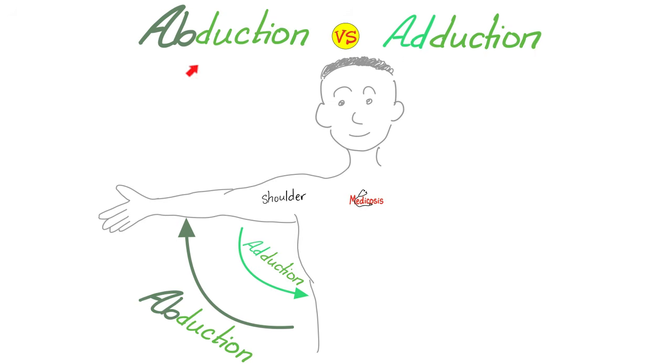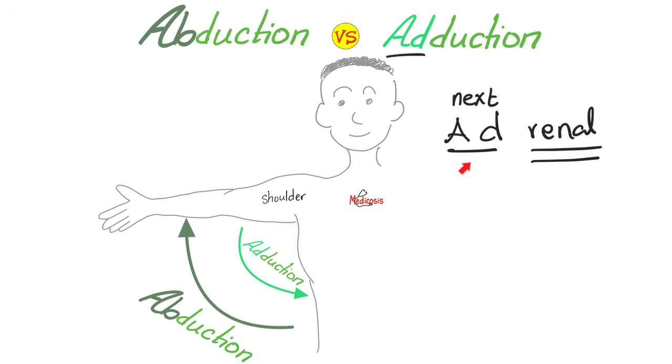Next, adduction versus abduction. Adduction means close to. So when you're getting your arm closer to your trunk, this is adduction. But abduction is going away from. For the pros, have you ever heard of the adrenal gland? Why do you call it adrenal? Because it's next to the kidney. It's just above the kidney. So it's near the kidney. It's adrenal. How about the word abnormal? What does that mean? Ab means far away from normal, far away.